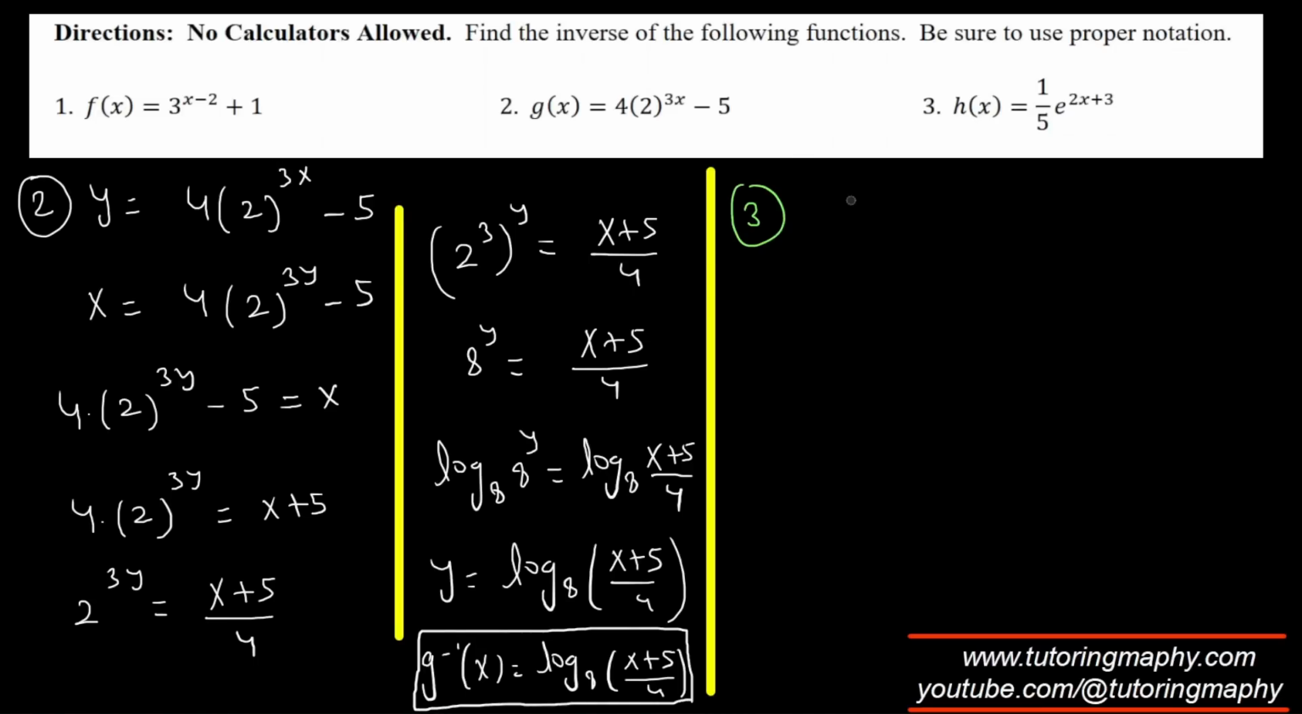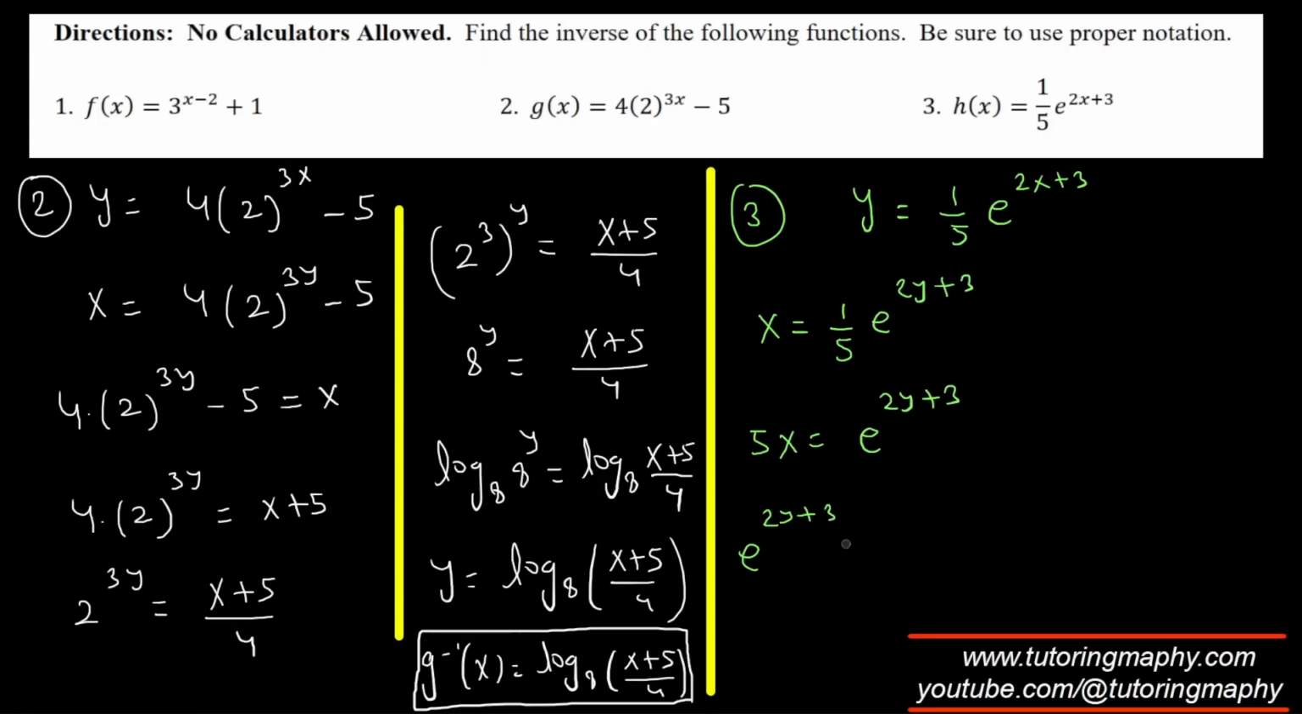Likewise for question 3, replacing h with y. So y is equal to 1/5 of e raised to 2x plus 3. Replacing x with y and y with x, so x is equal to 1/5 of e raised to 2y plus 3. Multiplying 5 on both sides, so 5x is equal to e raised to 2y plus 3. Let's flip the equation, so e raised to 2y plus 3 is equal to 5x.